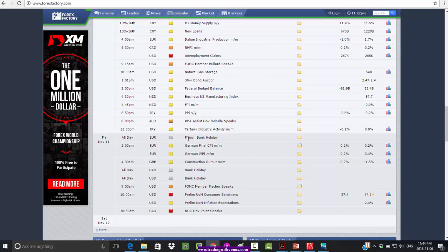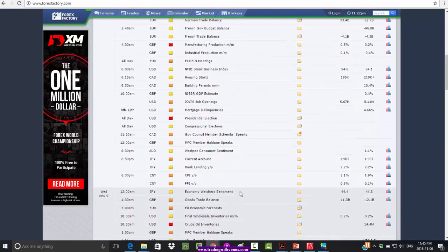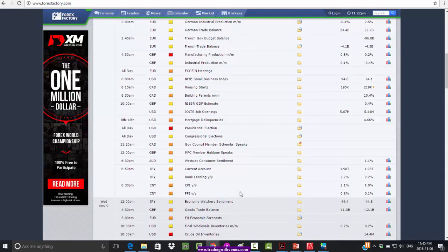Friday is also a holiday. It's a French holiday, and it's a holiday in both Canada and the US. So the markets may just go sideways on Friday. So overall, in terms of news, we don't have a ton of stuff coming out. The presidential elections for the US is the key event here that will drive a lot of market volatility. So we'll watch out for that.